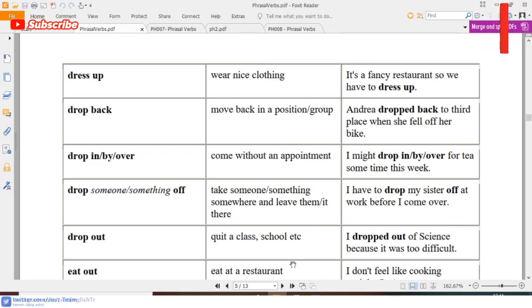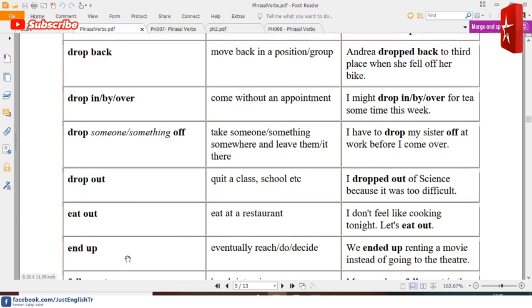Do you know who dropped out at university? For example, Mark Zuckerberg dropped out of university, like Harvard. He stopped studying at the university because of his project. And eat out means eat at a restaurant. I don't feel like cooking tonight. It means I don't want to cook tonight. Let's eat out.